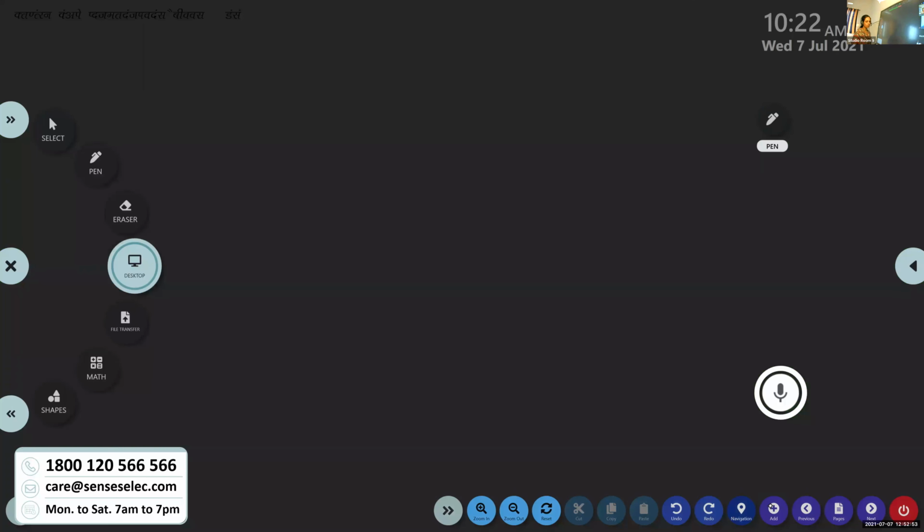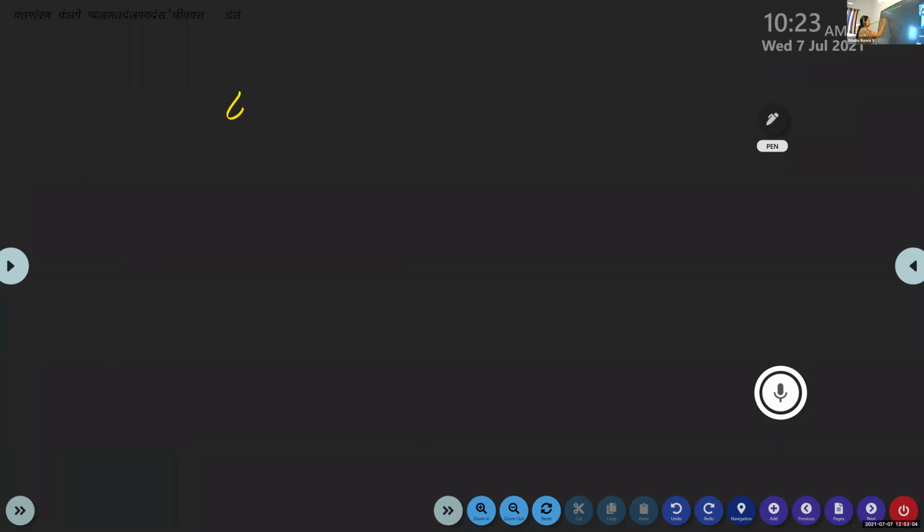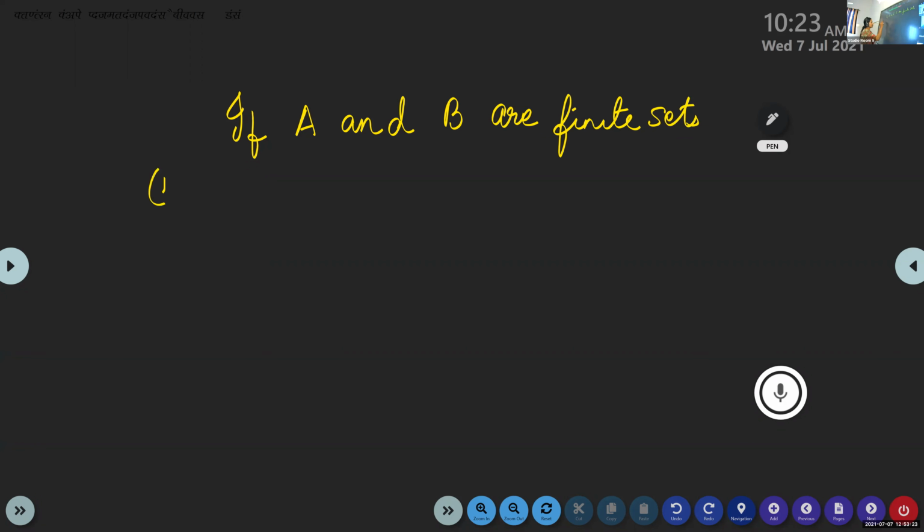Okay, so before we do that, we are going to learn two formulas here. Listen, children, if A and B are two finite sets, then the first one we are learning is, listen, don't write, first listen. The first one is N of A union B.